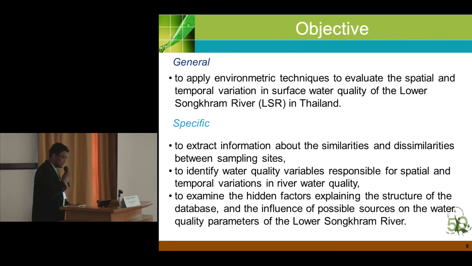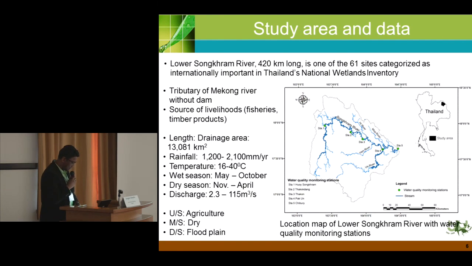The general objective of this study was to see the spatial and temporal variation in surface water quality of the lower Songkhram River basin in Thailand. And you can see some of the specific objectives, like we want to know how the water quality varies from one sampling site to another sampling site, and also from one season to another season. And also we want to see whether there is an influence of the different factors on the water quality parameters of the lower Songkhram River.